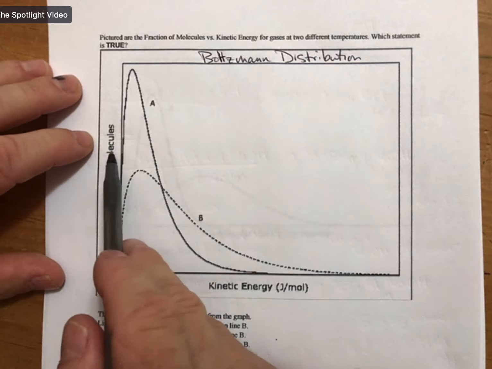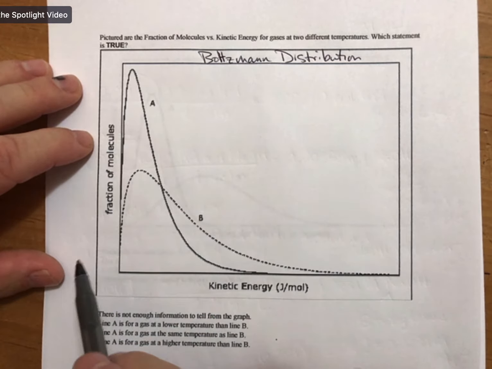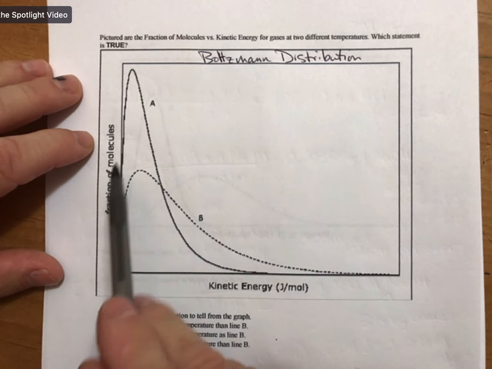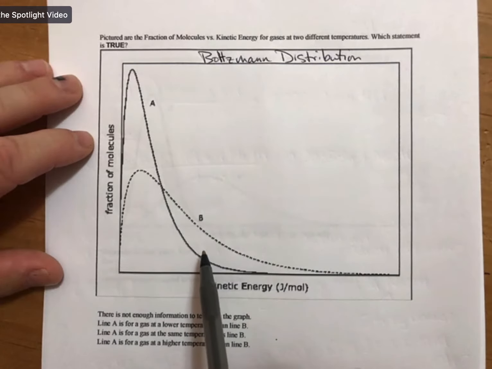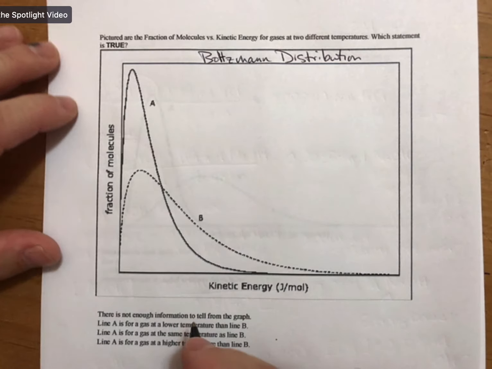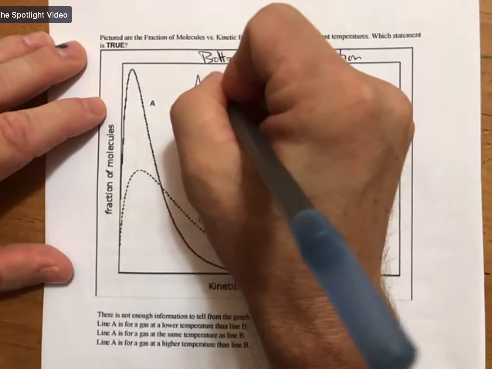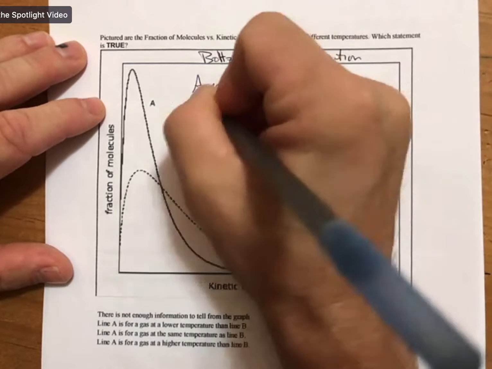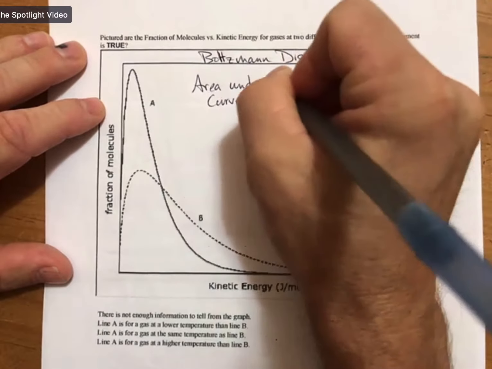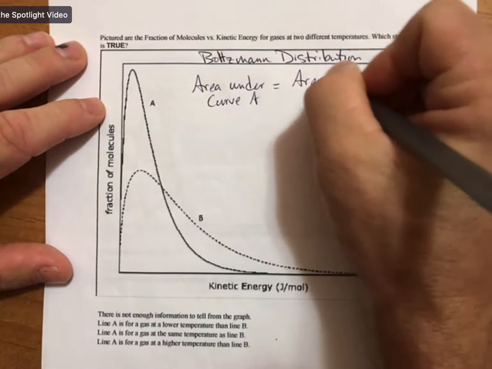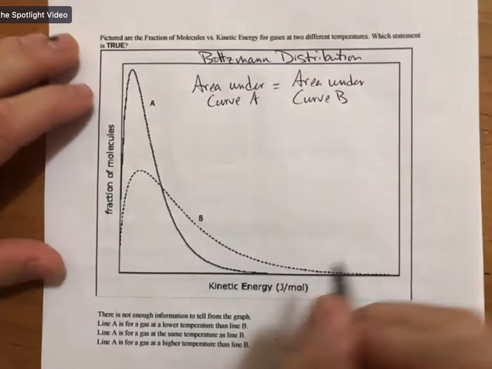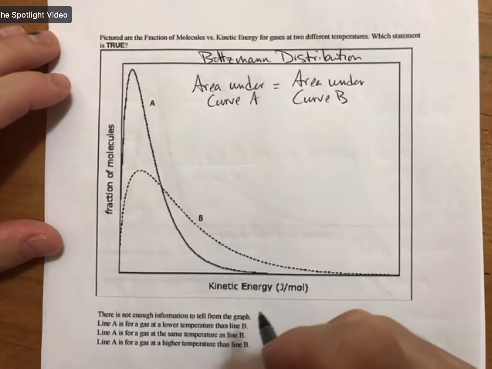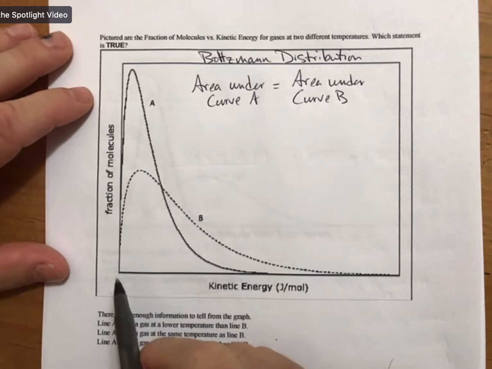The fraction of molecules always has to add up to 1. And one of the results of that is the area under curve A and the area under curve B must be equal. So those areas are equal because of the fact that the fractions add up to 1.